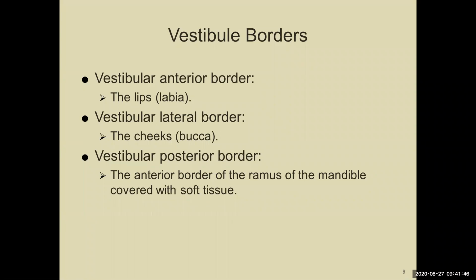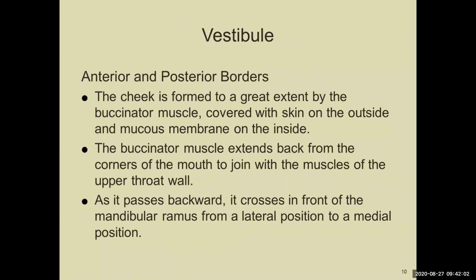Now, you don't know what the ramus of the mandible is yet, unless you remember this from your previous courses that you've taken, but it's part of the mandible. All right, the vestibular posterior is the front part of the ramus of the mandible. So we're talking about that vestibule between the lips. All right, so you've got anterior and posterior borders. You've got the cheek that's formed to a great extent by the buccinator muscle, covered with skin on the outside and the mucous membrane on the inside.